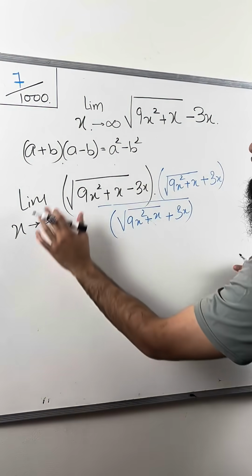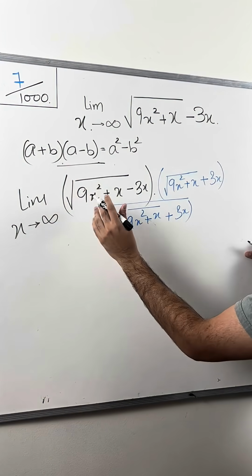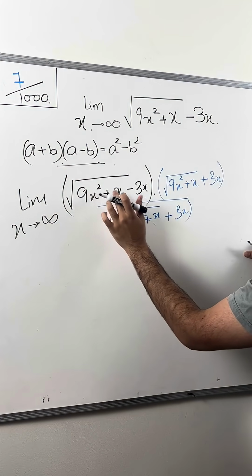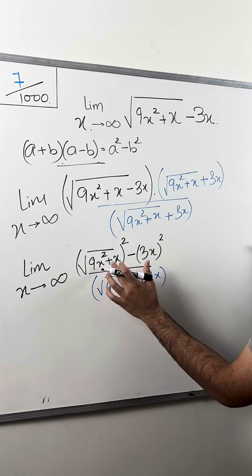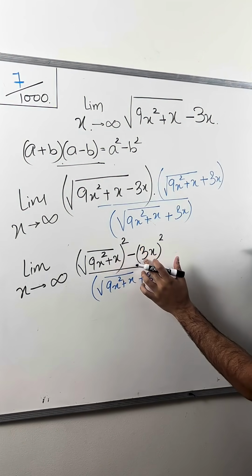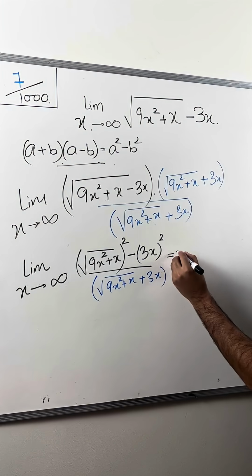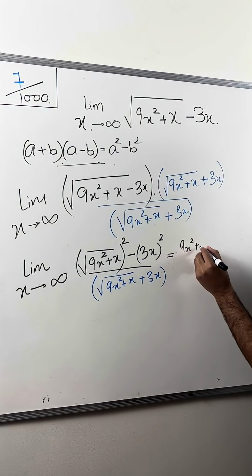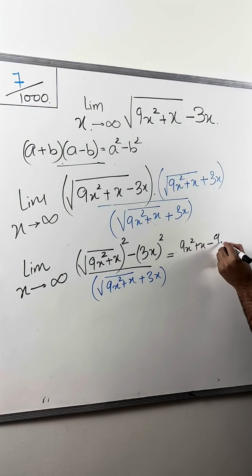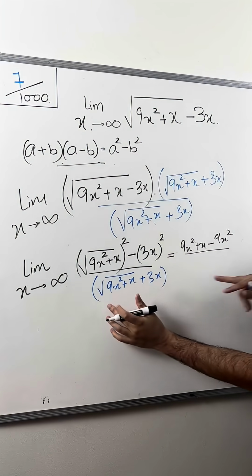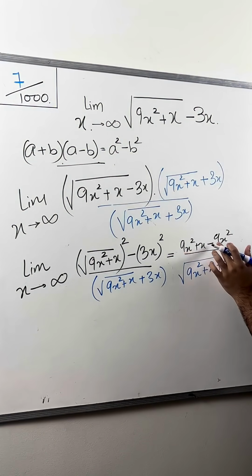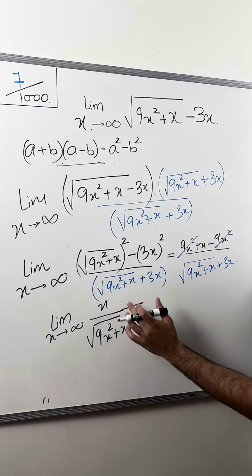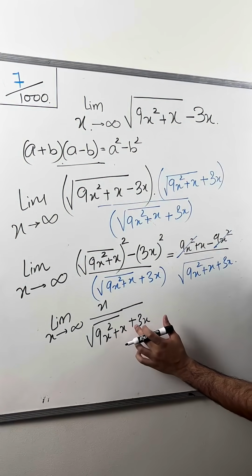Now we can use this identity where a is square root of 9x squared plus x and b is 3x, which gives us the numerator as square root of 9x squared plus x, whole squared, minus 3x squared. So our numerator just becomes 9x squared plus x minus 9x squared, and we have the same denominator. Now we can simplify our numerator further as we have 9x squared and a minus 9x squared, which cancel out. And our fraction just becomes x divided by square root of 9x squared plus x plus 3x.